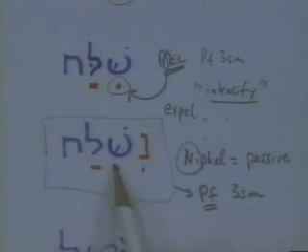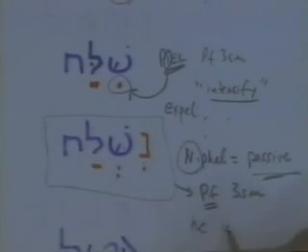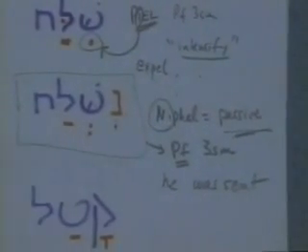If shalak means send, and the nifal brings a passive sense to the verb, we've still got the perfect third singular masculine. We haven't changed tense here. It's still past tense. Put all that together, and what do you get? He was sent. Right? There's your passive. Okay? Do you get the idea of what's going on here with different conjugations?